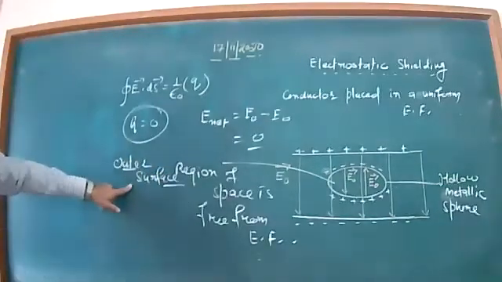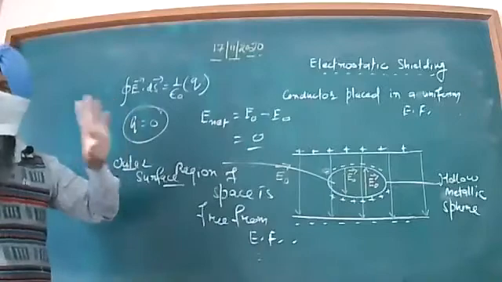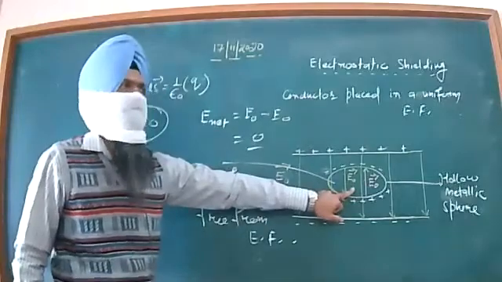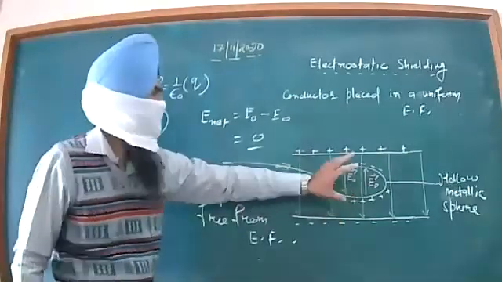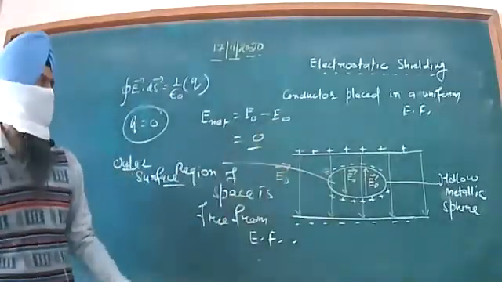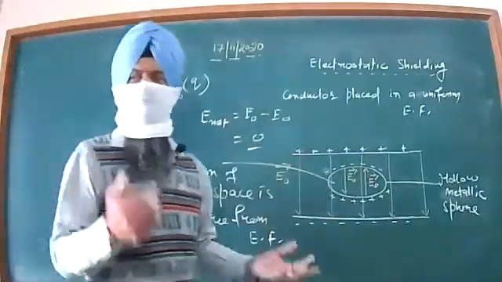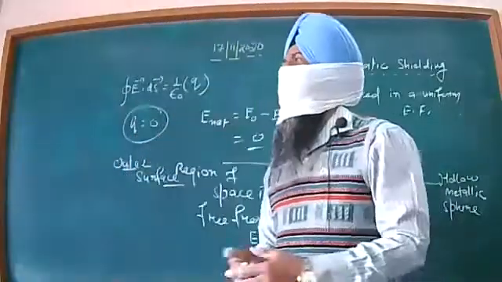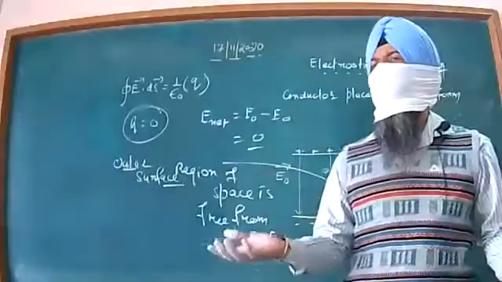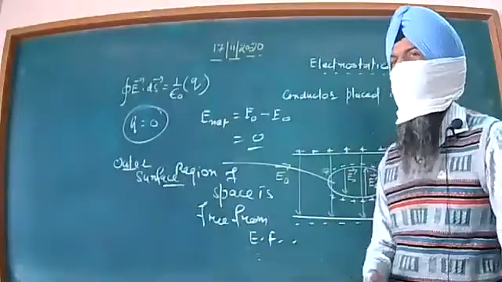So in this manner, because no charge and no field is available inside the conductor, every type of machine, however sensitive it may be, will remain absolutely protected against external electric fields. This technique by which we can protect delicate devices against external electric fields is called electrostatic shielding. Basically it means that we protect some region of space against external electric fields.